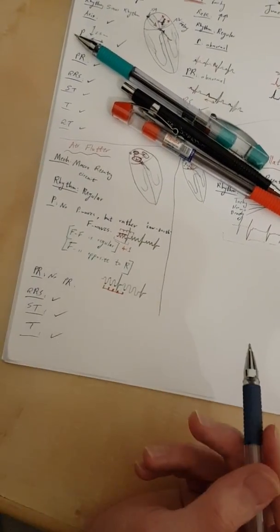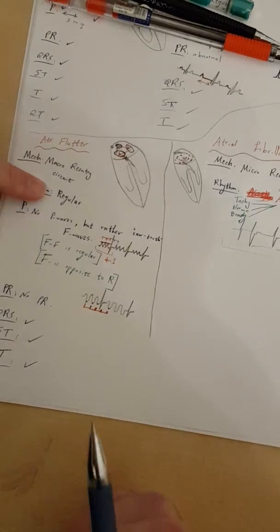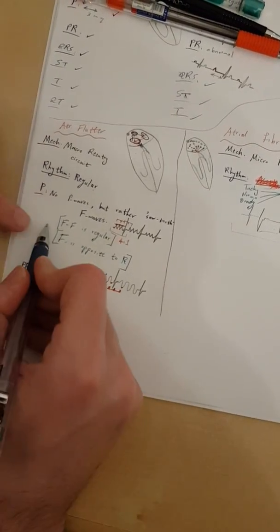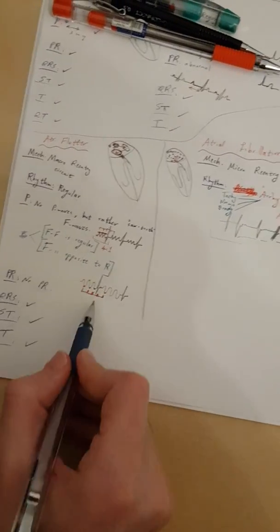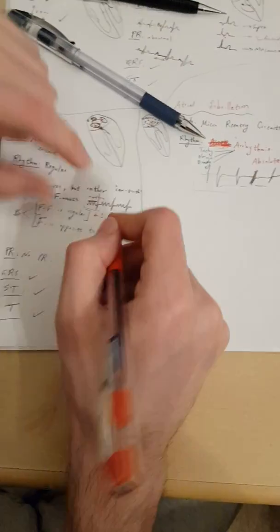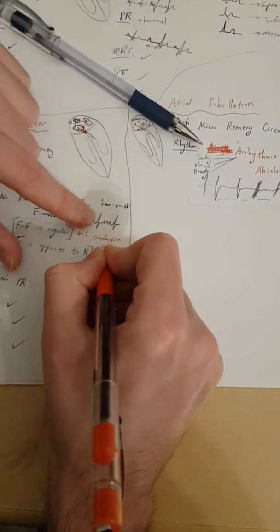All right, so this is it. Don't forget, it's regular, and you see the sawtooth F waves. FF is regular and F is opposite. This is for us to determine the conduction ratio or conduction rate. 4-to-1 conduction rate.